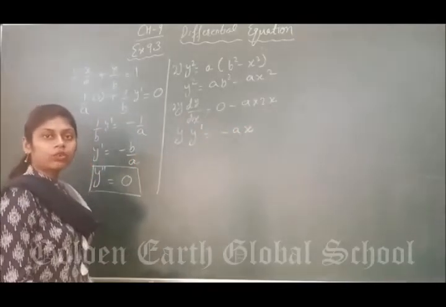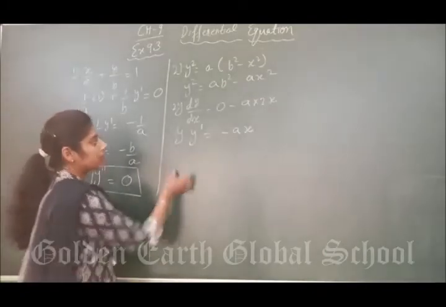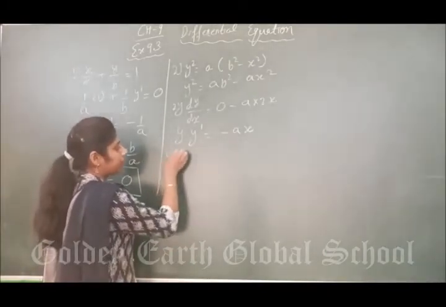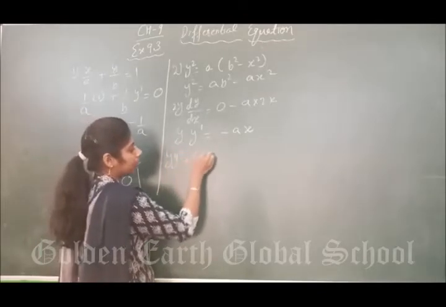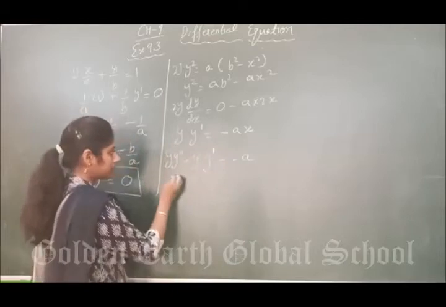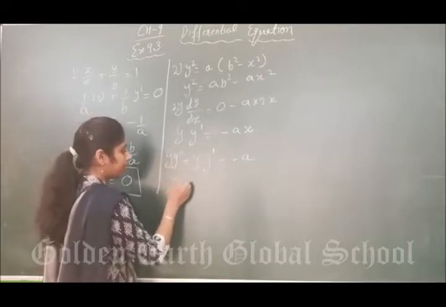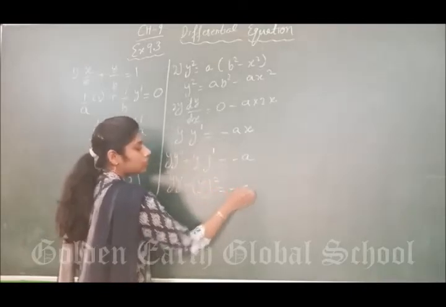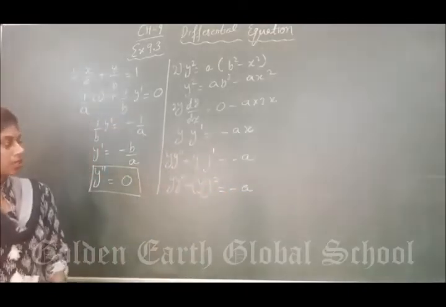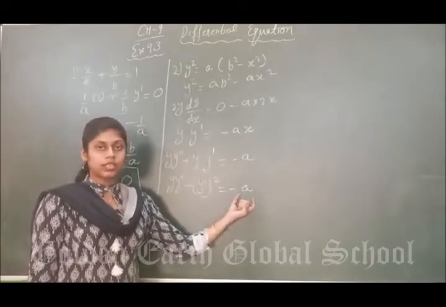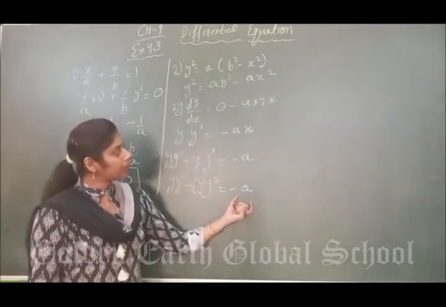Now again we have to take the derivative. On the left hand side we will apply the product rule. First function into derivative of second plus second function into derivative of first is equal to minus a. So y y double dash plus y dash square equals minus a. This is not our differential equation because it contains a constant. But we have to eliminate the constant.